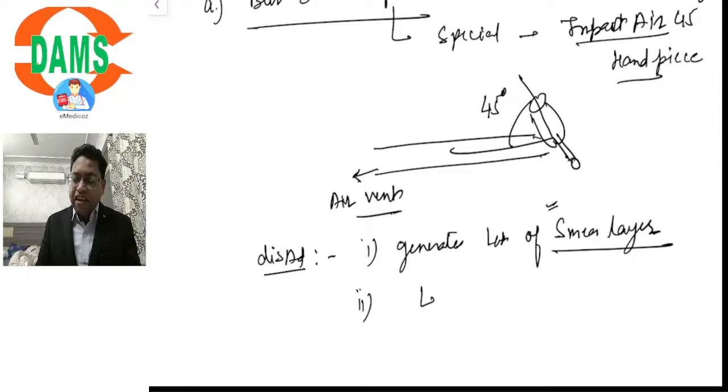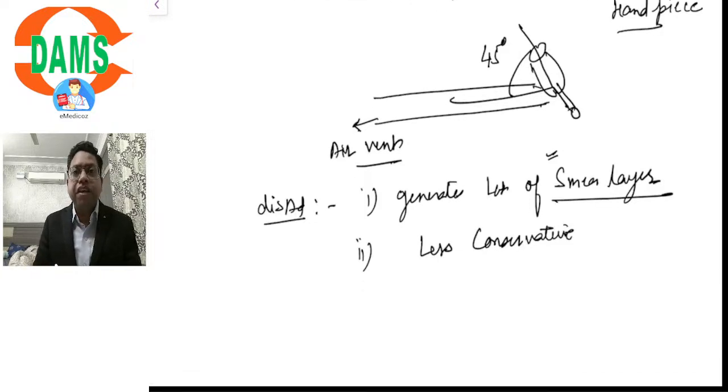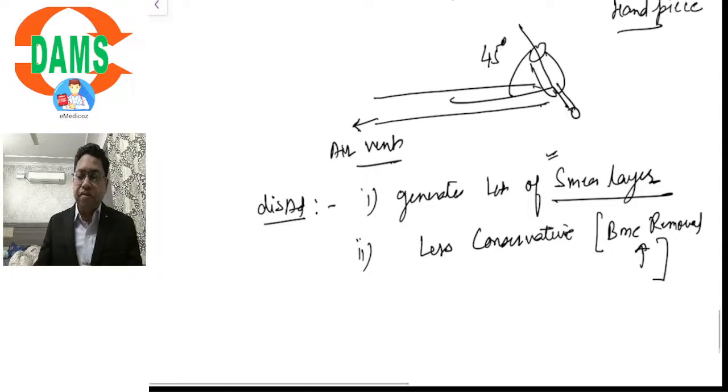Secondly, it is less conservative. Even when we are using an Impact Air 45 handpiece, we would require a substantial amount of bone window to gain entry to the root apex. So it is less conservative, or we can say bone removal is more. For gaining entry to the root end, we require a larger bone window. So it is a traumatic surgical procedure.